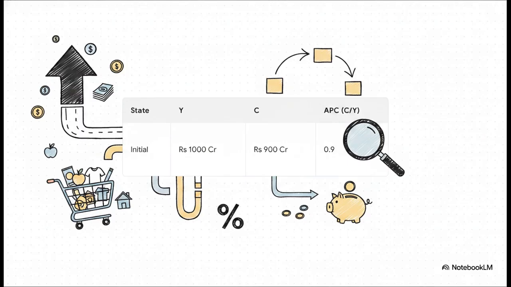Imagine an economy in its initial state where total income, or Y, is 1,000 crore rupees. And out of that, total consumption, C, is 900 crore rupees. To find the APC, we just divide that 900 by the 1,000. So our average propensity to consume is 0.9. This means that, on average, society is spending exactly 90% of its total income.